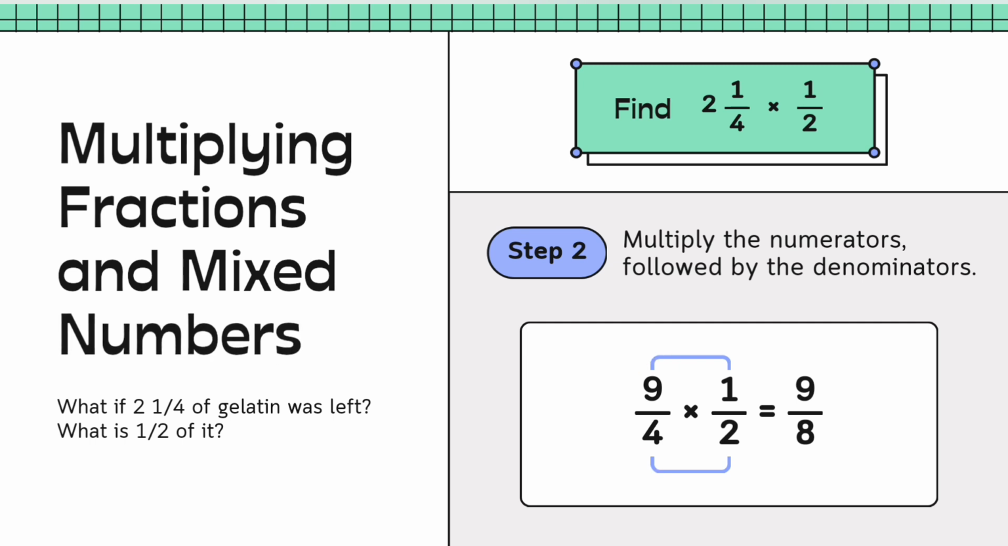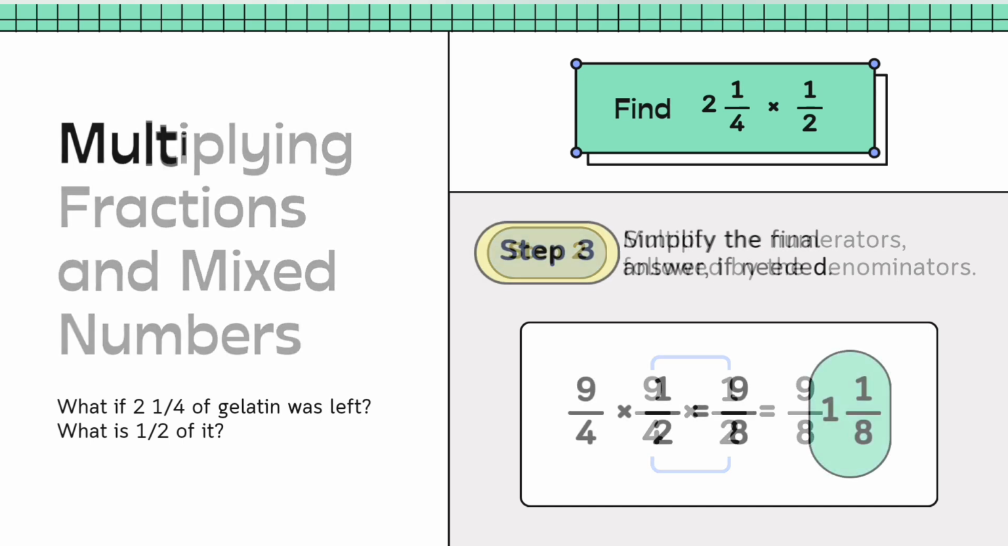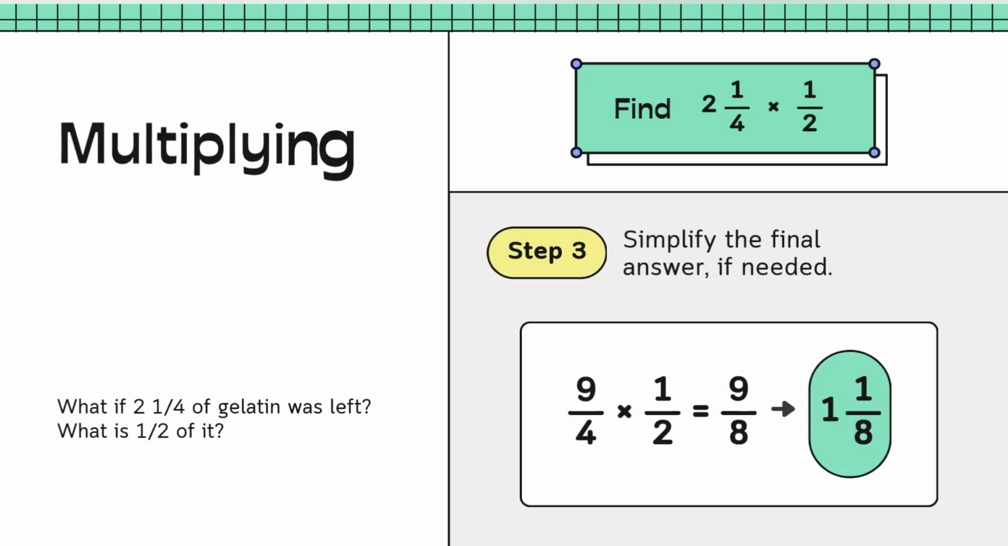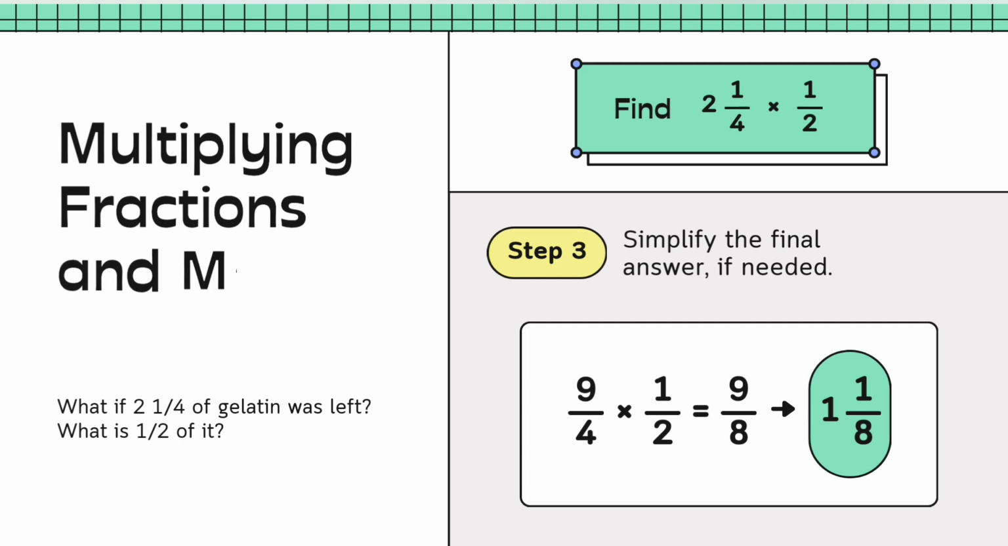Now we have to multiply this with 1 bar 2. Okay, the answer will be 9 bar 8. We can simplify the final answer if needed. Here we can either convert this to the mixed fraction or we can keep it as it is.